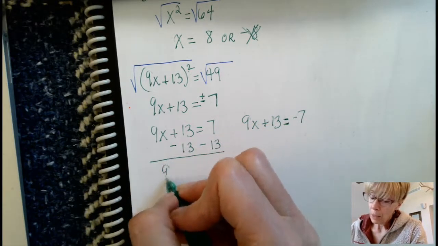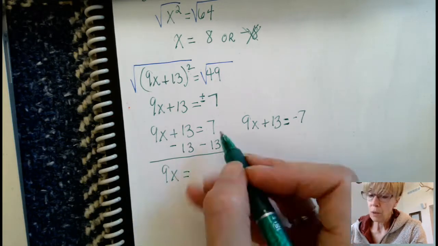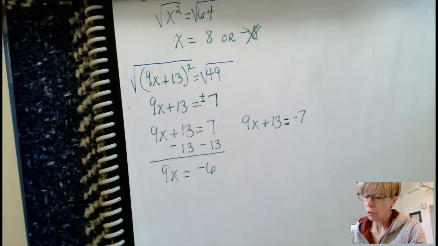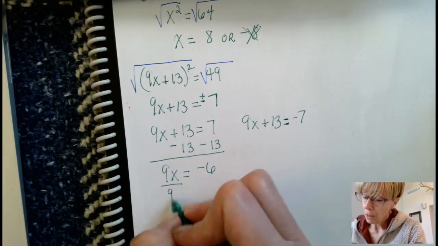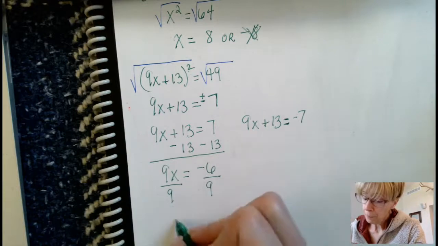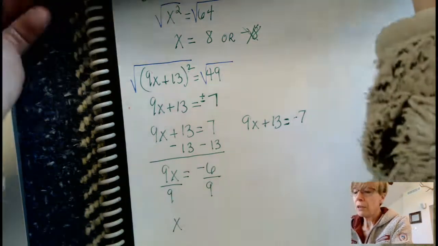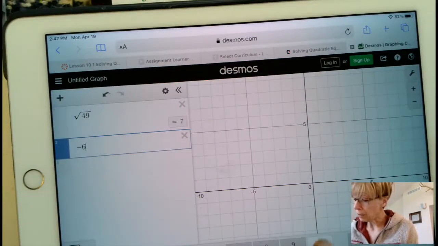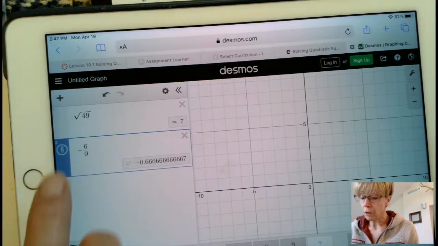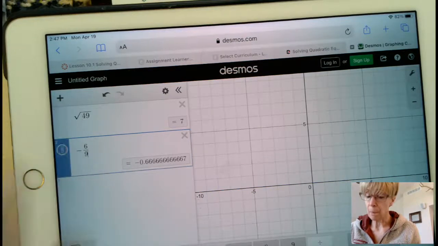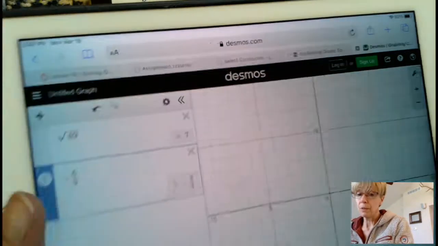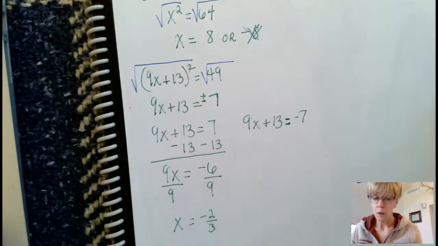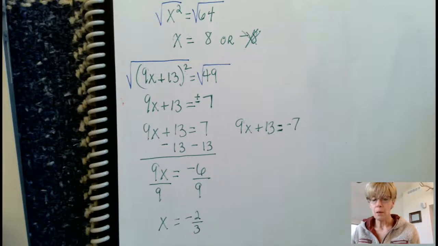We're going to do the same solving from the other side. We get 9x equals negative 20, divide both sides by 9. So there you can see both of the answers. Again, we typed the first one into Desmos to get the negative 2/3. The negative 20 over 9 does not reduce. We get negative 2/3 and negative 20/9, which is the first answer.